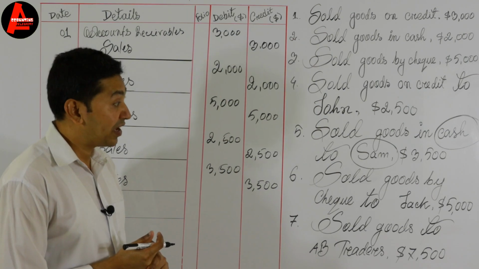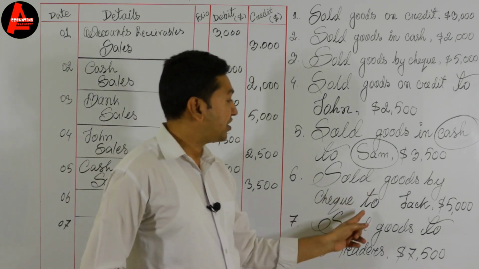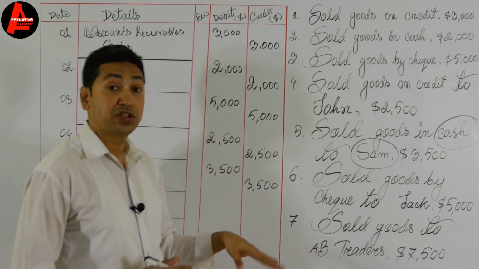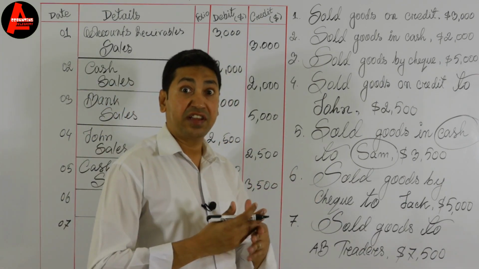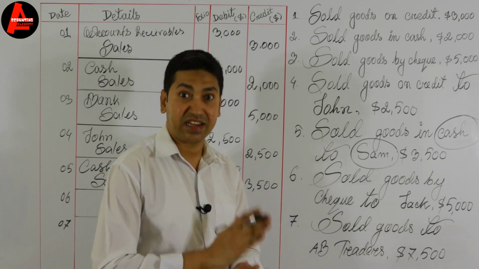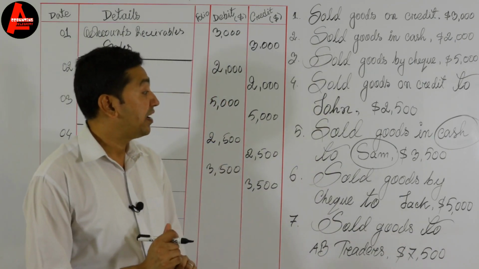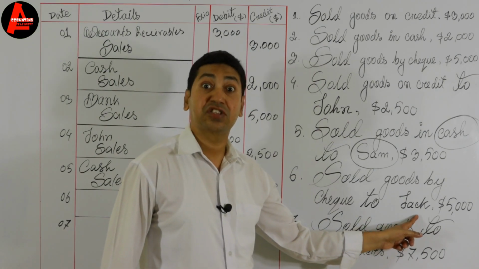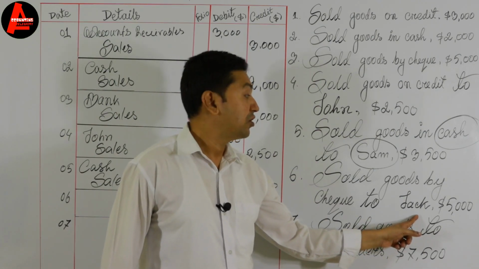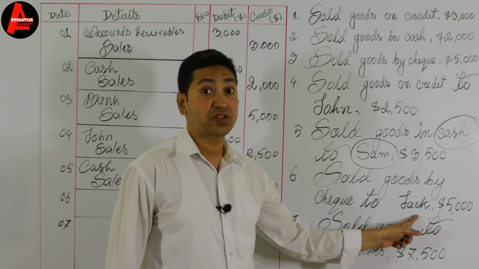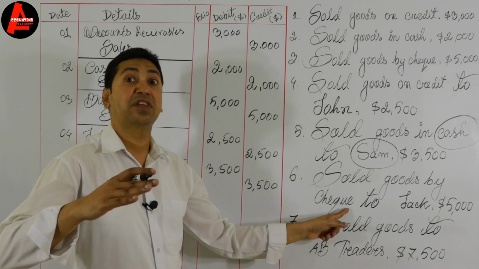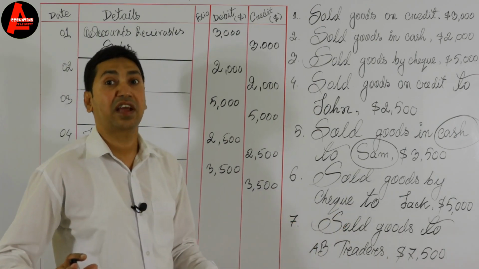Then we have number 6. Sold goods by check to Sam, $5,000. So the business sold goods and received the check. That means the transaction is completely settled. But here the name of the customer is given again, just to confuse you. So you don't have to consider the customer name, because you already received the check and you handed over the goods. That means the transaction is settled.